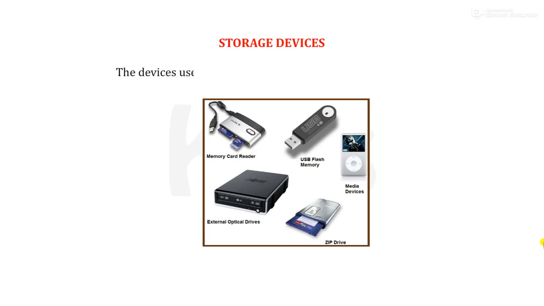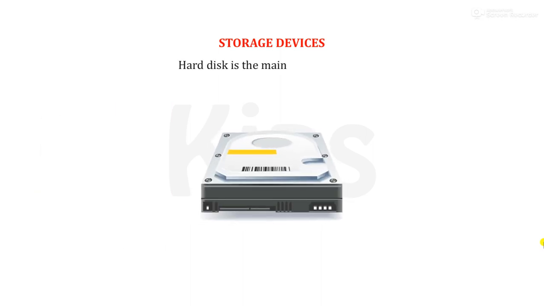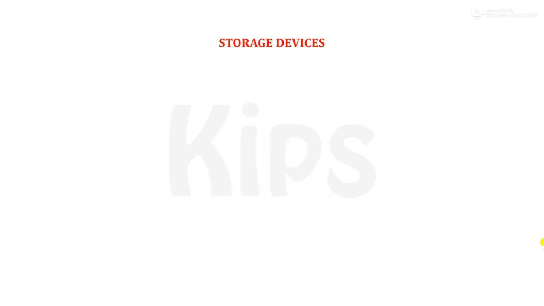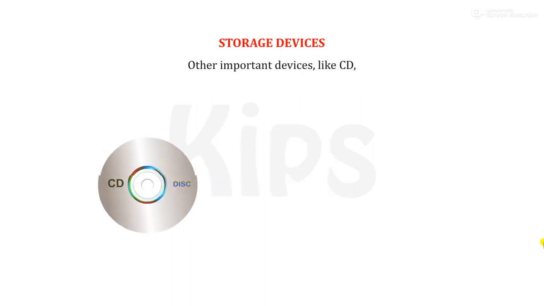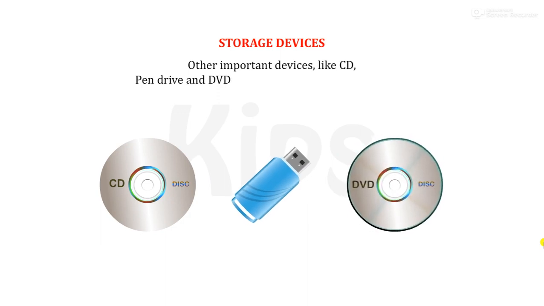All right, let me explain you storage devices. The devices which are used for storing data are called storage devices. Hard disk is the main storage device which stores all the work we do on a computer. Other important devices like CD, pen drive and DVD are also used to store information.